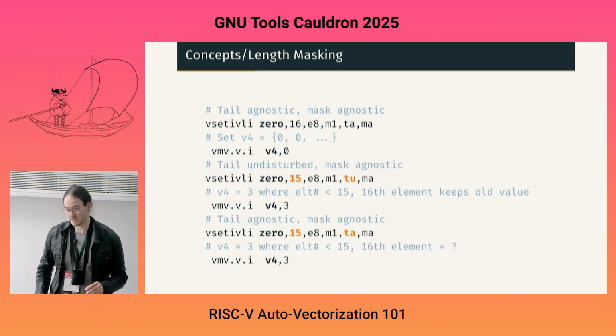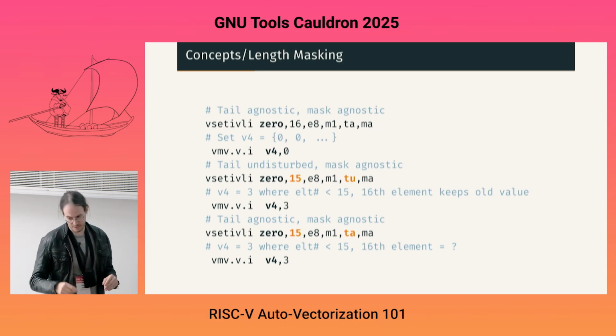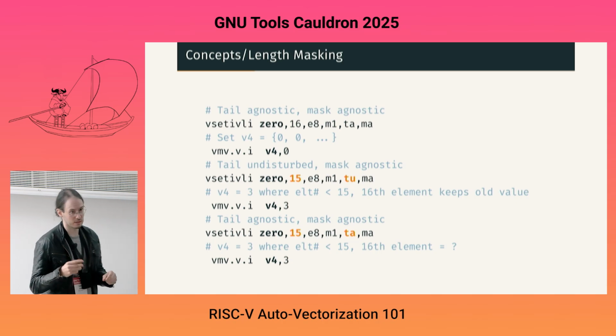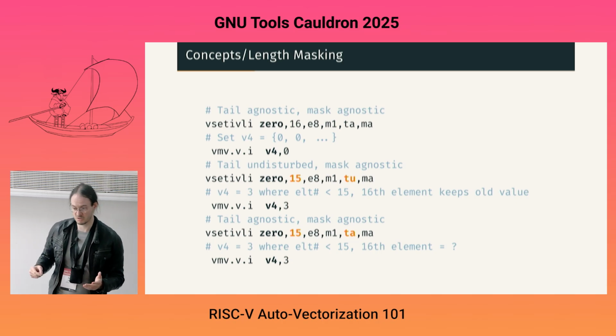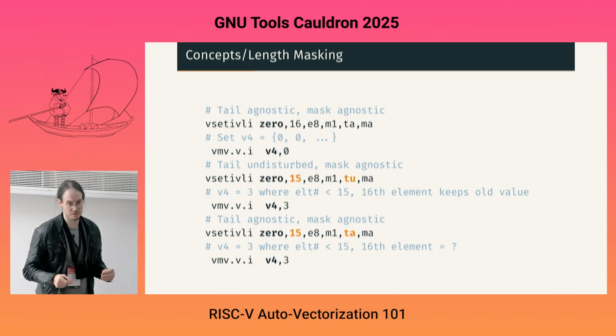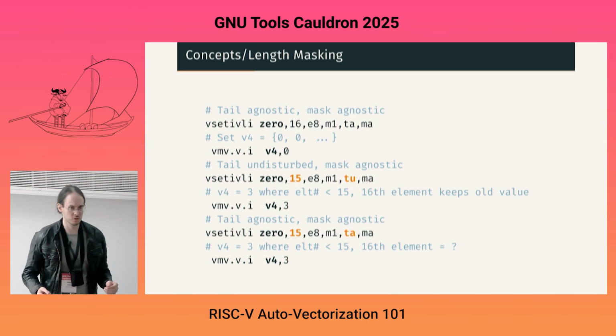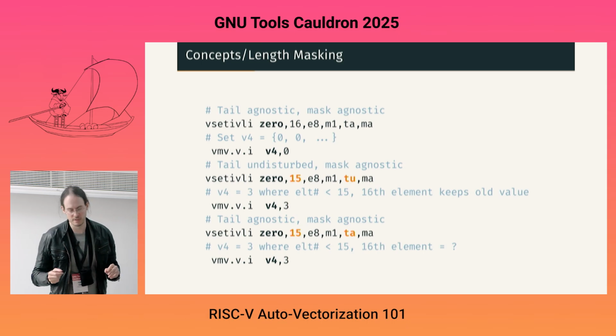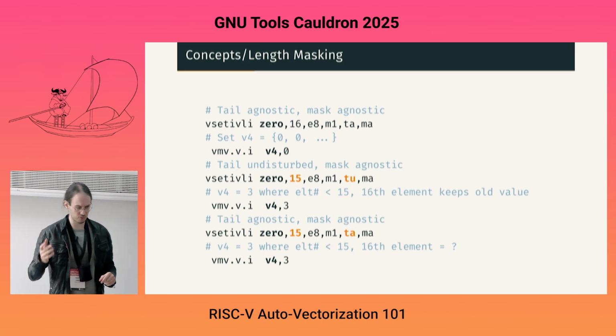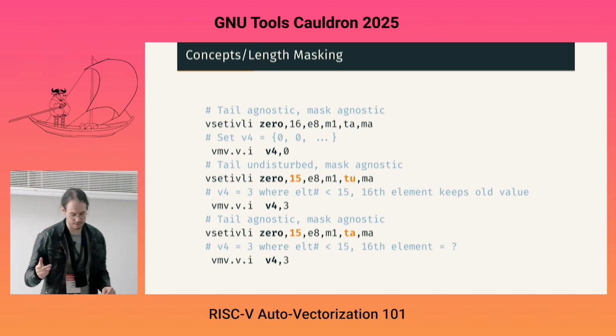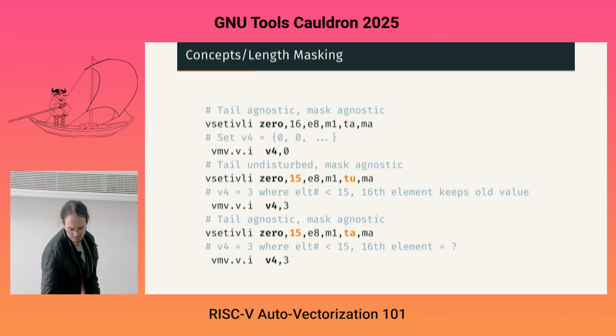We also have another policy there that's called tail agnostic. So we do the same thing. We broadcast 15 elements, again to v4, but the 16th element now is in the tail, and the policy is tail agnostic. So what you would usually assume is that the value stays the same, but now the microarchitecture has the choice to do not really whatever it wants, but it can set it to -1, it can keep the old value, whatever it deems more efficient. And we'll get to that later, why this poses a problem.